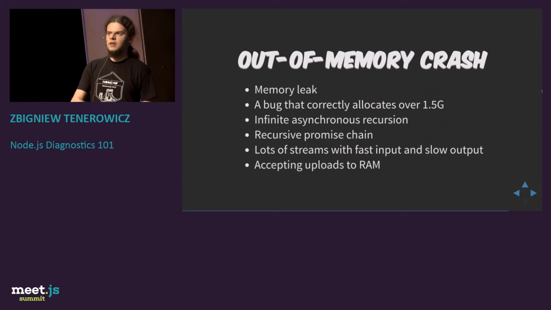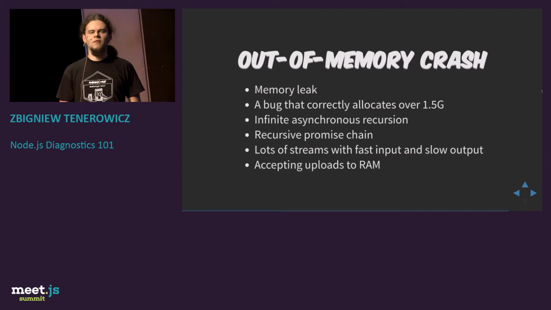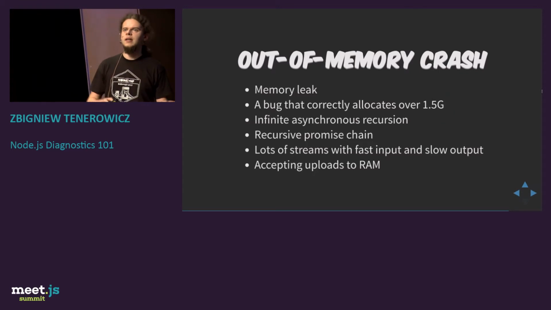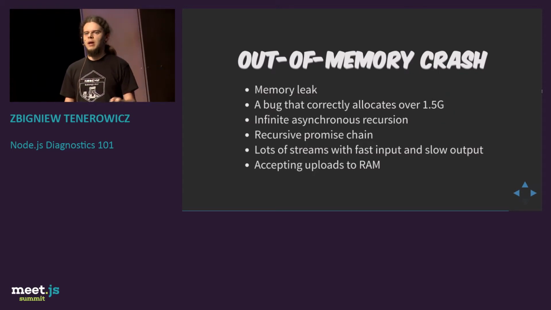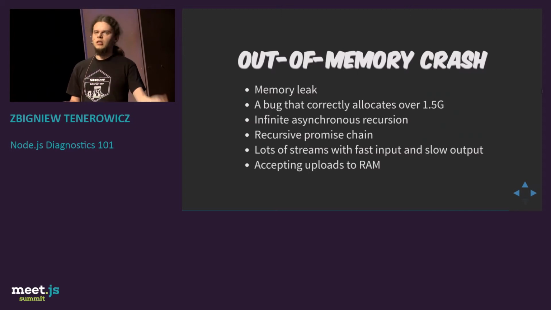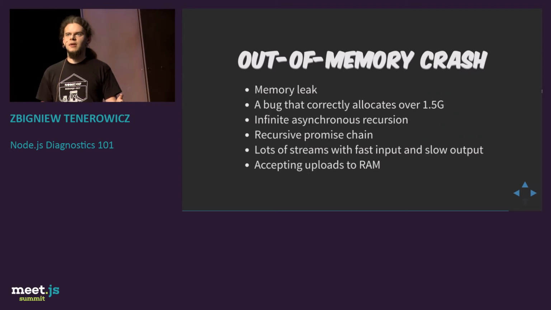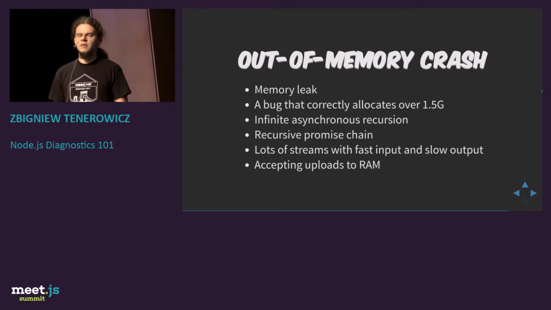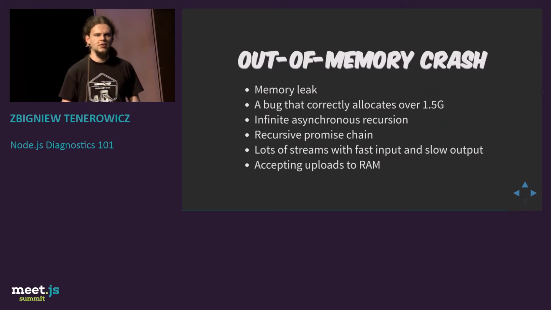But you do have some reasons for an out-of-memory crash that can be fairly obvious. Let's go through them. So Node will crash if you allocate more than 1.5 gigabytes of memory, because that's the default configuration. Why? Garbage collector has trouble dealing with more than this, and it's less efficient. So it's not worth using this much RAM. You should be on microservices anyway.